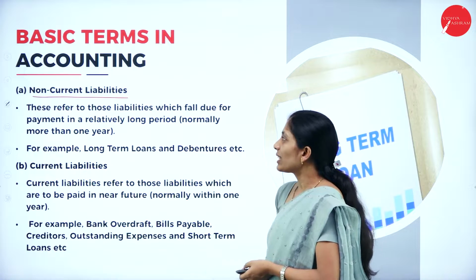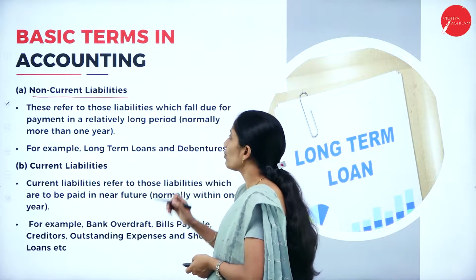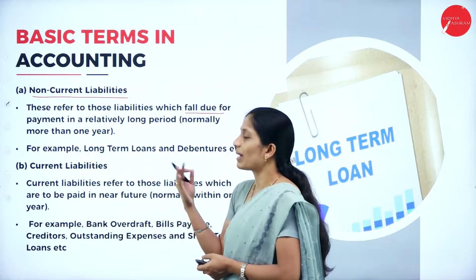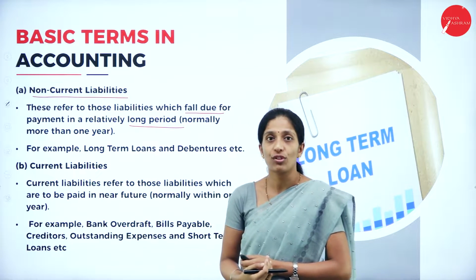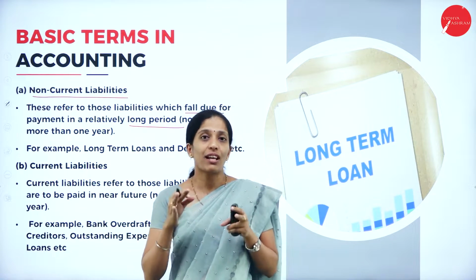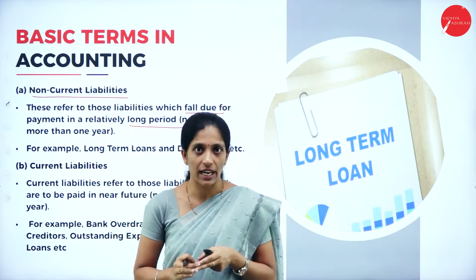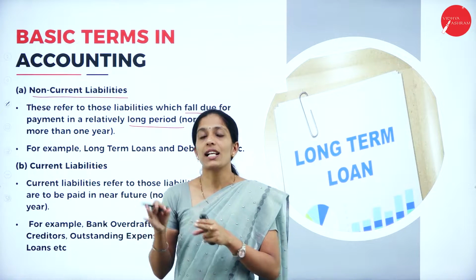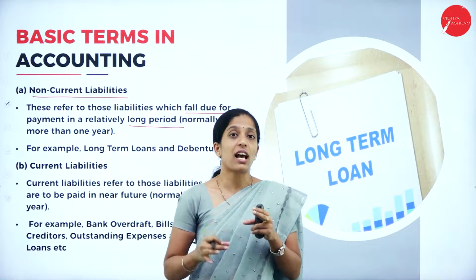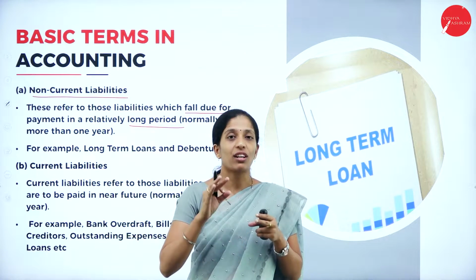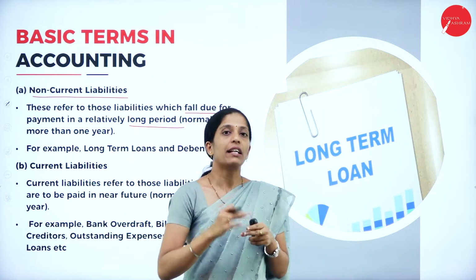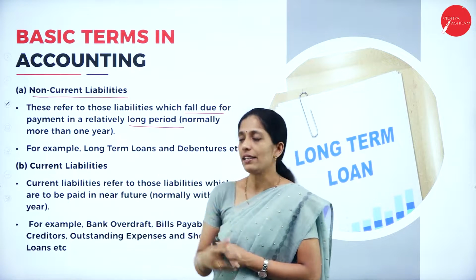Non-current. So these refer to those liabilities which fall due for payment in a relatively longer period. If you see here, liability means what? The amount that has to be paid to the outsiders. So non-current liability in the sense, the amount that has to be paid to the outsider is for a longer period of time, or it is more than 1 year. Then it is known as non-current liability.